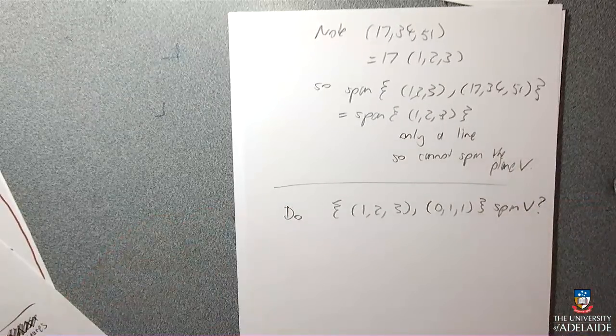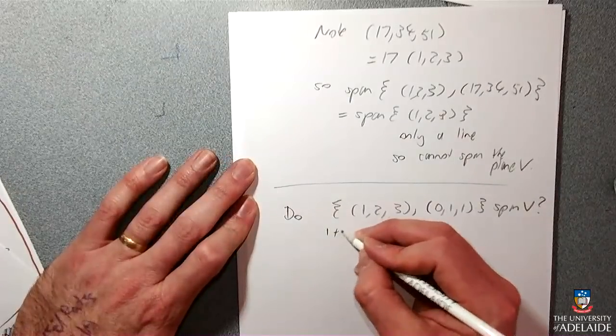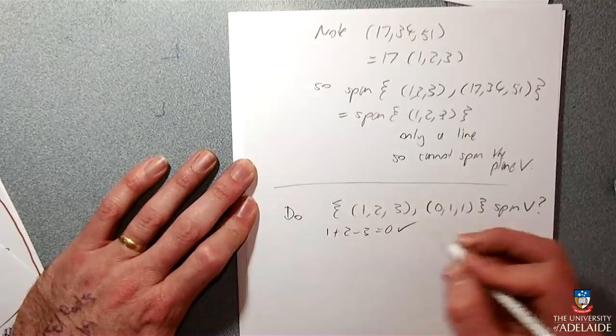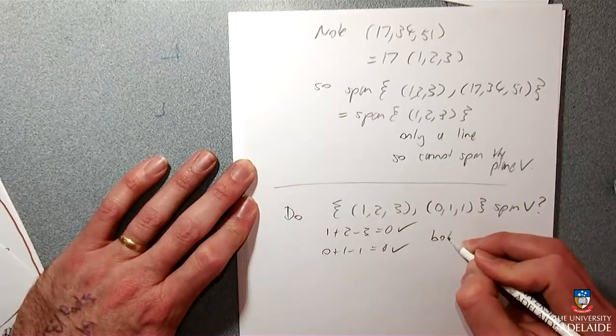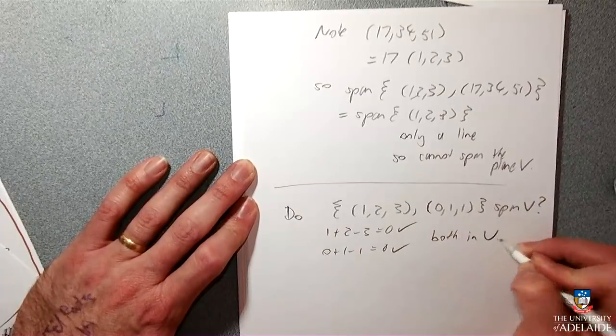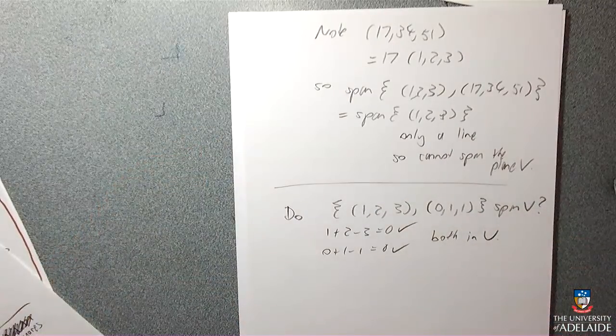Do they span V? Well, they're definitely both in V. And since they're independent, whatever it is that they do span is a plane. So the only other way to be sure, yeah, so this is an argument that I would give.